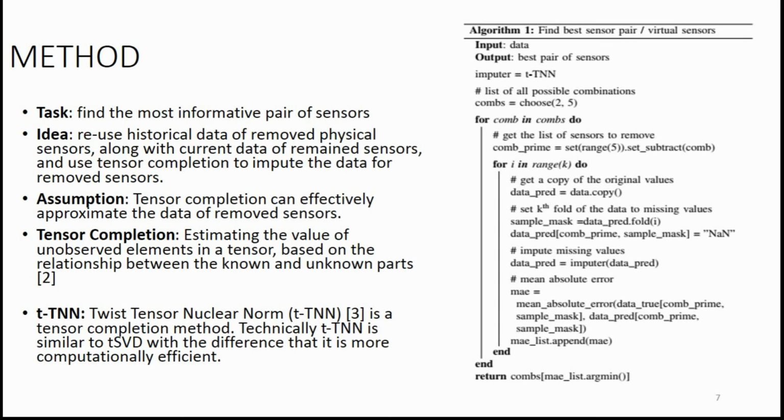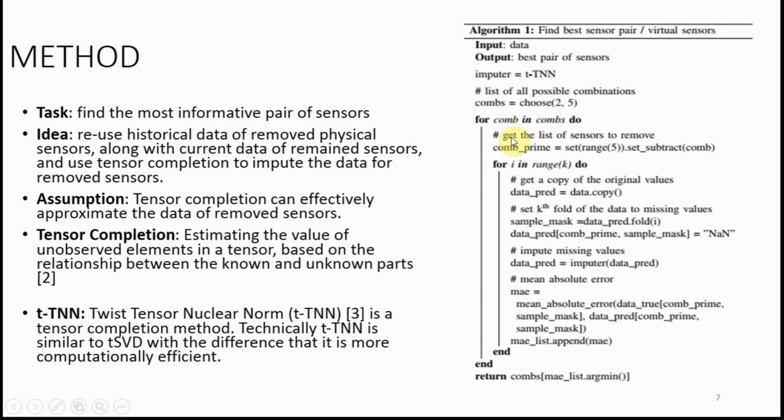Tensor compilation is estimating the value of unobserved elements in a tensor based on the relationship between the known and unknown parts. TTNN is a tensor compilation method. Technically, TTNN is similar to TSVD, with the difference that it is more computationally efficient. This is the algorithm that we propose. We have input, and the output is the best pair of sensors.